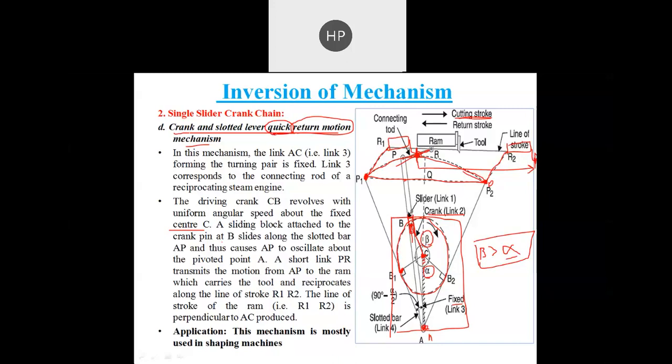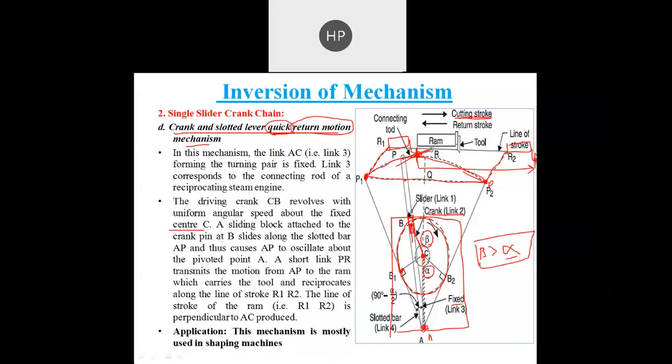And why is this quick return mechanism important? Because the cutting action is performed only in the forward stroke or cutting stroke, while in the return stroke there is no cut of the material. So we have to minimize that return time, and then we can increase the productivity.